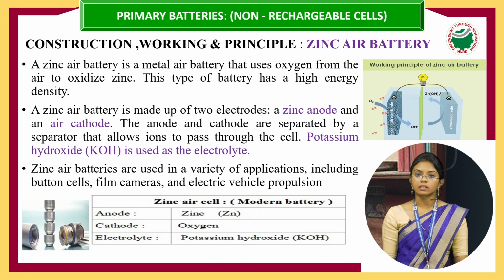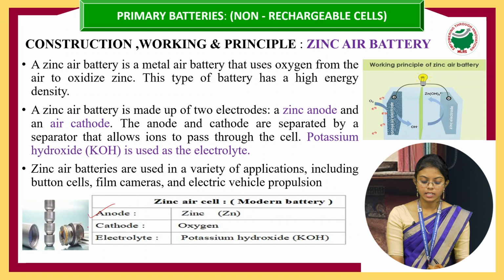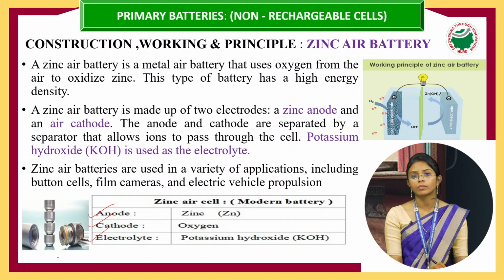So we'll see the construction, working and applications of zinc air battery. First, coming to the zinc air battery construction, as we have seen earlier, any device like a cell or a battery will consist of three major components: one is anode, second one is cathode, and the other one is electrolyte. In any cell or any device like a battery, you are going to see these three major things mainly: anode, cathode and electrolyte.